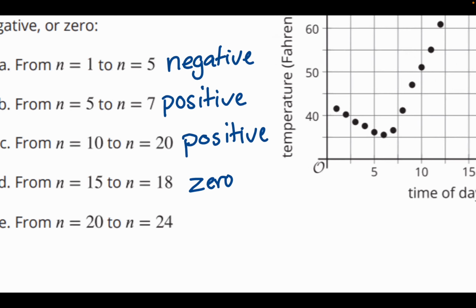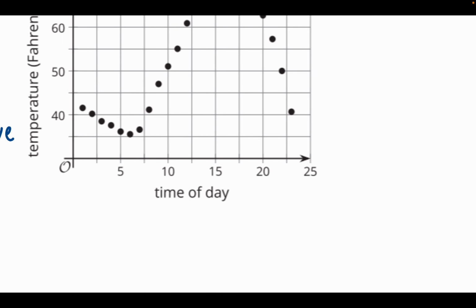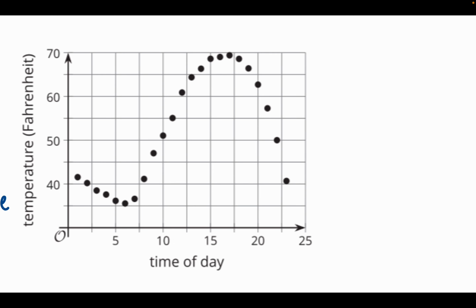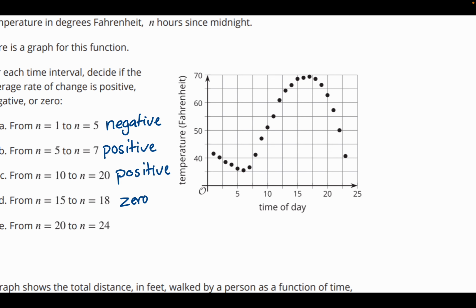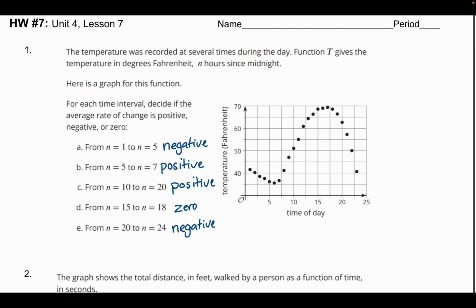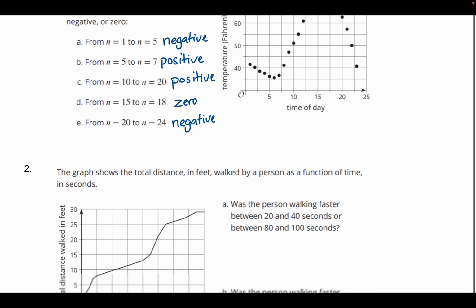And then our last set is from 20 to 24. So let's look over here, 20 to 24. 20 puts us right here, and 20 to 24 follows this line here. So I can see that it's decreasing. 20 to 24 is definitely going to be negative. And that's it for that question. Let's look at our next one.